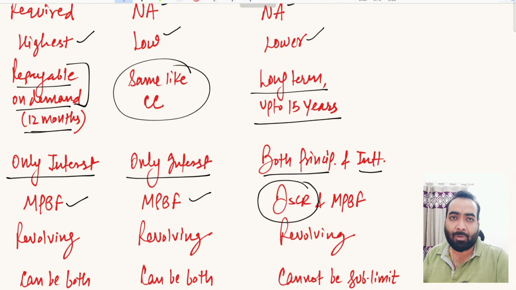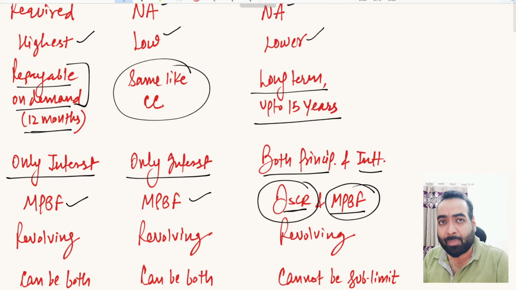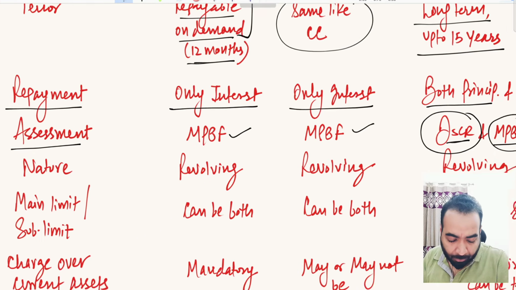If the DLOD is given by the LAP department, then assessment is done basis FOIR, and if it is given by the working capital department, then assessment is based on the DSCR. But since the drop line overdraft is given for the working capital purpose, some banks are making internal policy to assess the drop line overdraft on dual basis. They assess it on DSCR also, and they assess it basis MPBF also, right?